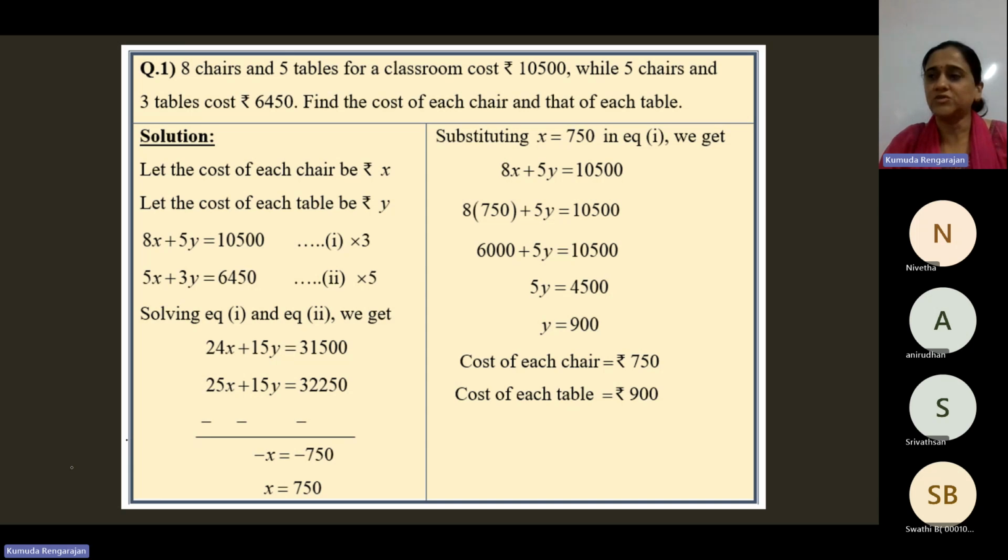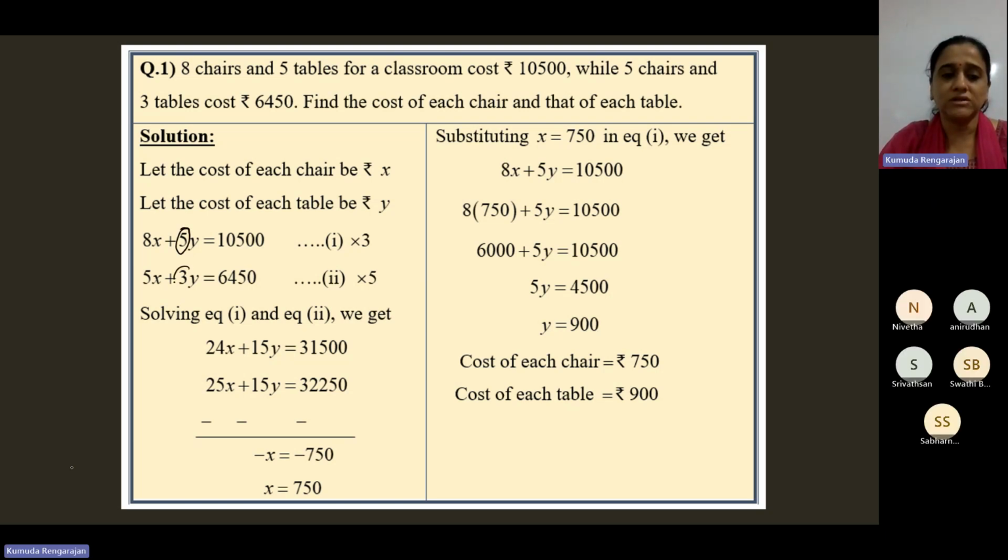Is this part fine? Which variable do we want to eliminate? y. What is the coefficient of y in the first equation? 5. In the second equation? 3. So they're not the same, so you cannot eliminate. The LCM of 5 and 3 is 15. So you should multiply every term in the LHS and RHS of the first equation by 3: 8x into 3, 5y into 3, 10,500 into 3. Here, 5x into 5, 3y into 5, 6,450 into 5. Like that, you get these two equivalent equations.